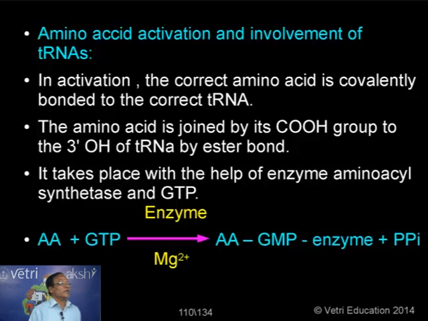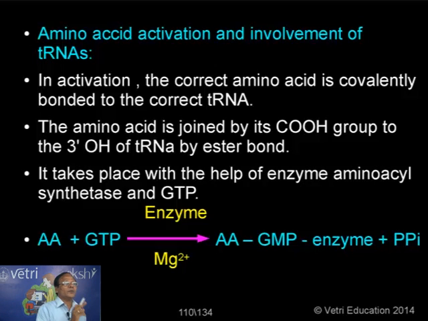So what is happening during activation? The correct amino acid is bonded to the correct tRNA by means of a covalent bond. And I mentioned there is an amino acid attachment arm. The amino acid is attached to the CCA end at the 3-prime terminal end. So we have 5-prime, 3-prime.